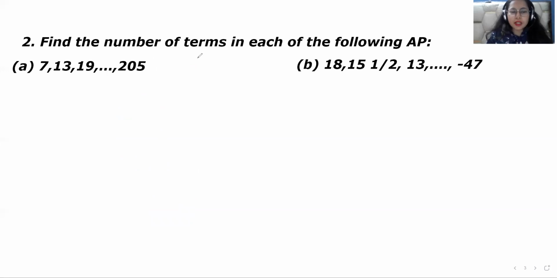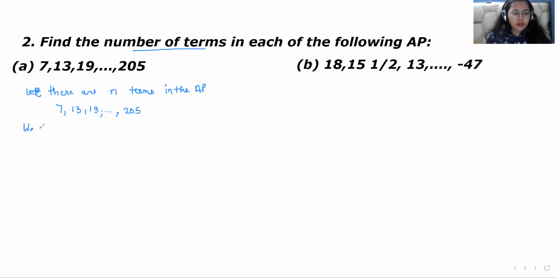Find the number of terms, that is n, in each of the following APs. We did it before, so now apply this also. Let there be n terms. We don't know how many terms are in between, so we have to find it in the AP. What is our AP? 7, 13, 19, and so on, up to 205.